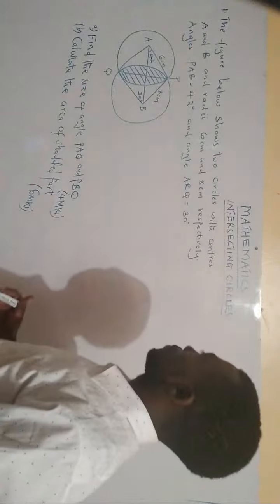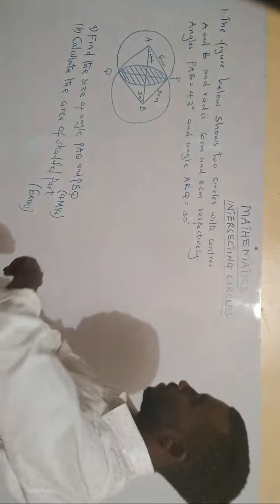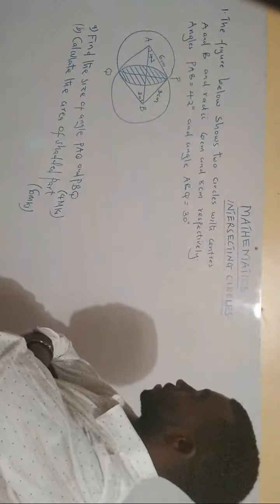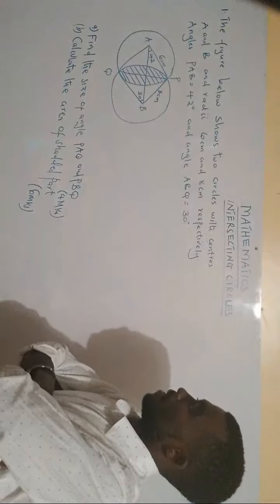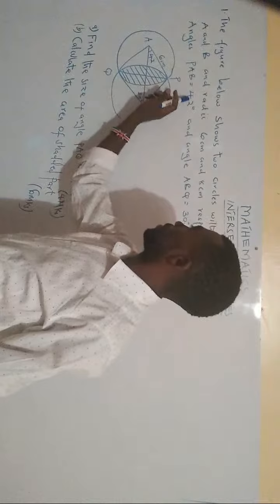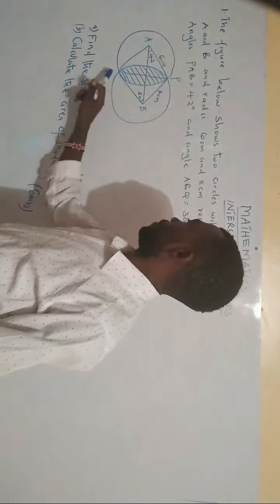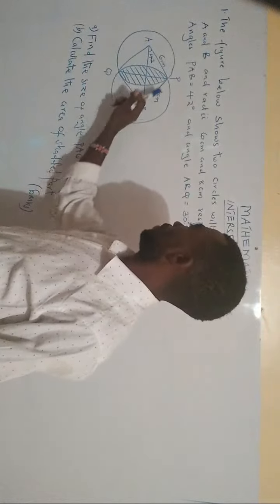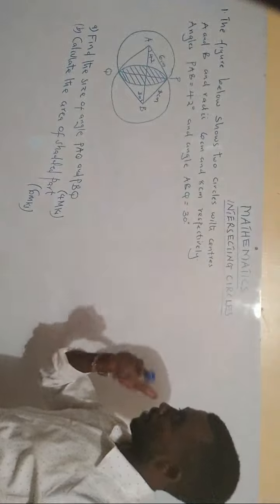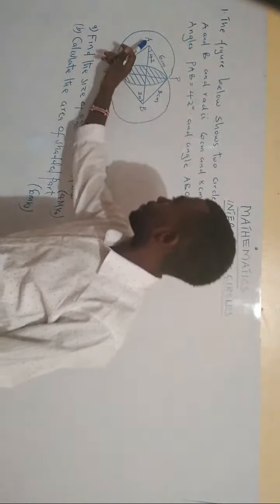Mathematics: intersecting circles. The figure below shows two circles with centers A and B and radii of 6 centimeters and 8 centimeters respectively. Angle PAB is given as 45 degrees, and angle ABQ is given as 30 degrees. And we have the diagram there, the figure of two intersecting circles. So we have the measurements.